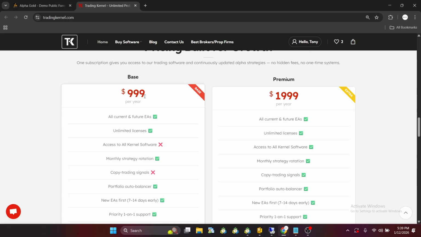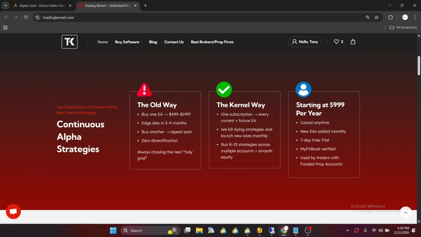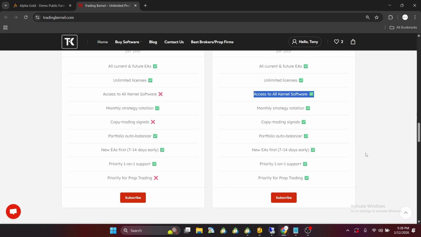So we've got 2 plans. We've got the base plan for $999 per year. I've also got the premium plan for $1999 per year. And on the premium plan, you get access to all Trading Kernel software, which is range liquidity indicator, trading copiers, HMM indicators, AI tools, and a lot more software we are going to be building in 2026.